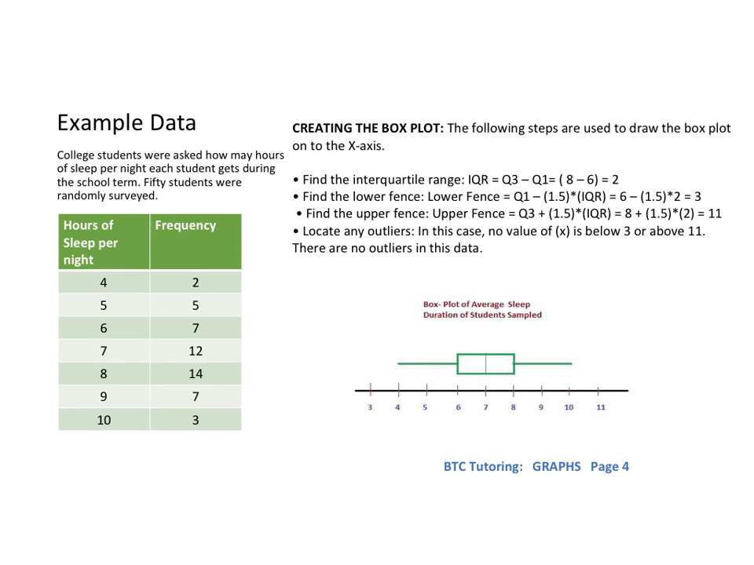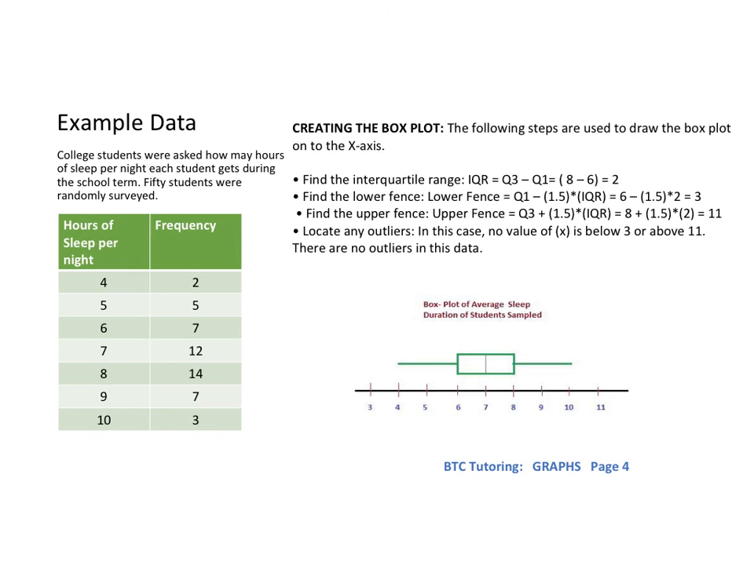We're going to find the lower fence value, which is Q1 minus 1.5 times IQR. In this case, it's 8 minus 1.5 times 2, which is 3. And to find the upper fence, we use Q3 plus 1.5 times IQR equals 8 plus 1.5 times 2, which is equal to 11. And then we locate any outliers in this case.